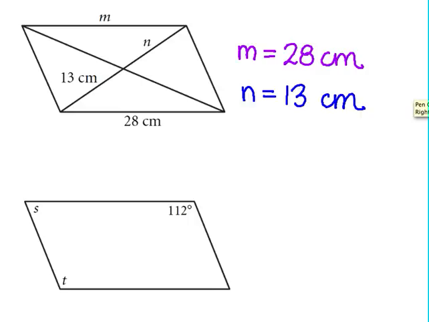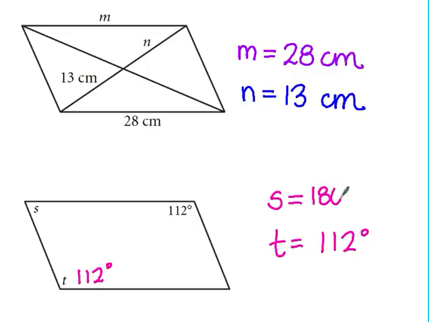Okay, let's look at the next diagram. I need to find R, S, and T. Do I know any of those? T is 112 because those are opposite angles. Opposite angles are the same measure. So how do I find what S is? They're supplementary, so to find S, I take 180 minus 112, and I get 68 degrees. Questions?